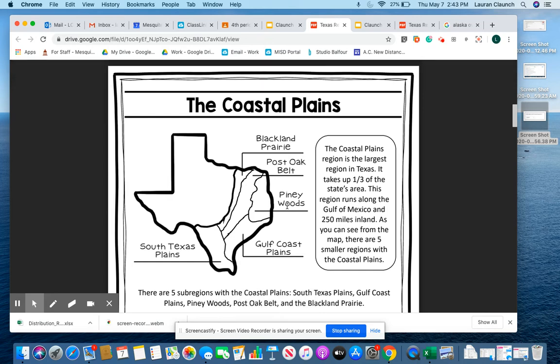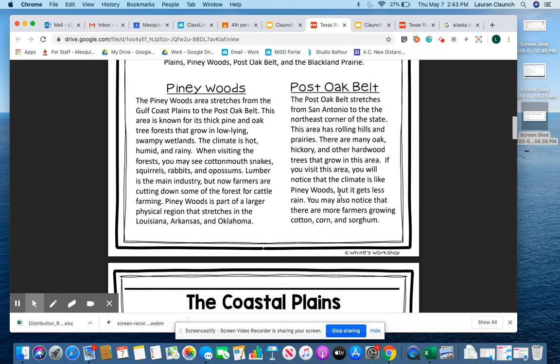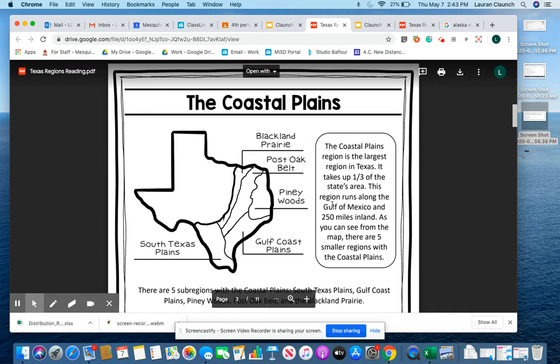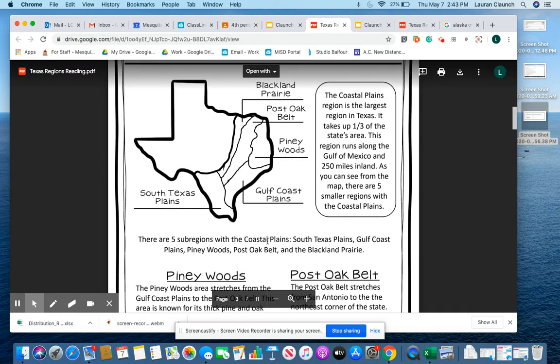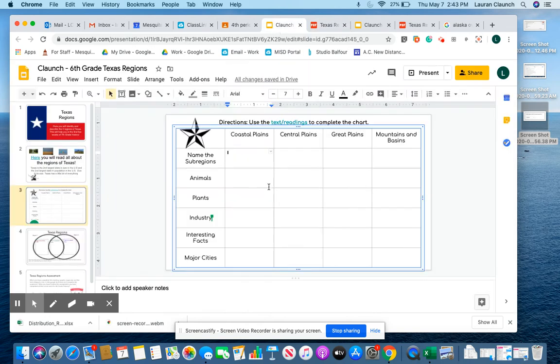Why do you think it's the biggest region? It's also the most populated region in Texas. Why do you think it's the most populated? I want you to just think of those things, but look at this. Then what you'll do is come back. There are 5 subregions in coastal plains. So come back to here, subregions in coastal plains.